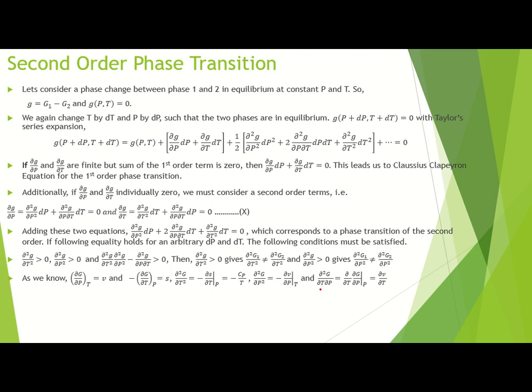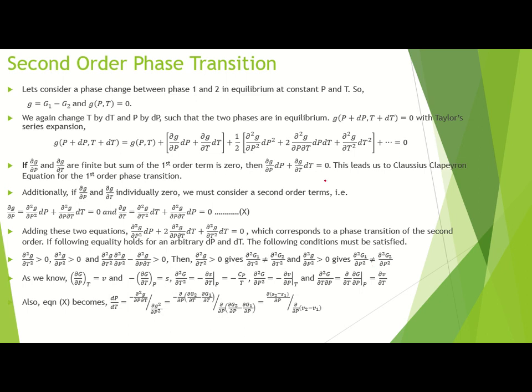We can also express the mixed second order derivative with respect to p and T as ∂/∂T of ∂g/∂p. Since ∂g/∂p is volume, this gives ∂v/∂T. So we have now expressed all these derivatives in terms of thermodynamic quantities like entropy and specific volume and their derivatives.